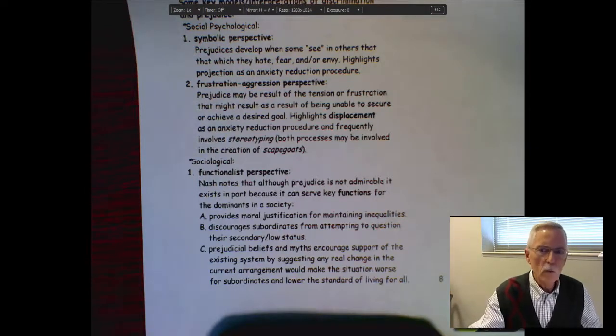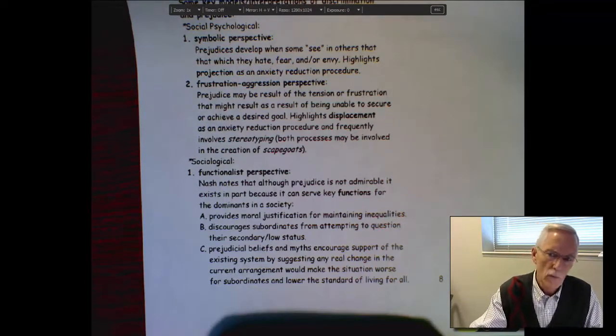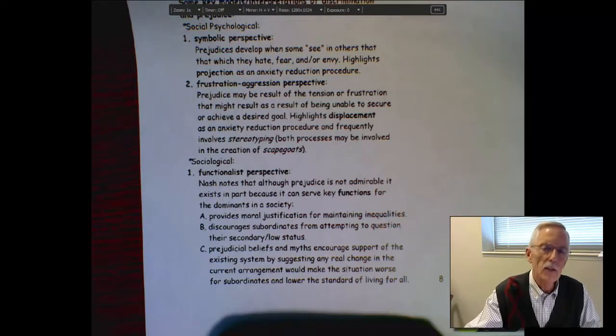And in this lesson, we're going to look at an application of the functionalist model to discrimination and prejudice. Refer to pages 8 and 9 in the second study guide and chapter 9 in the textbook.